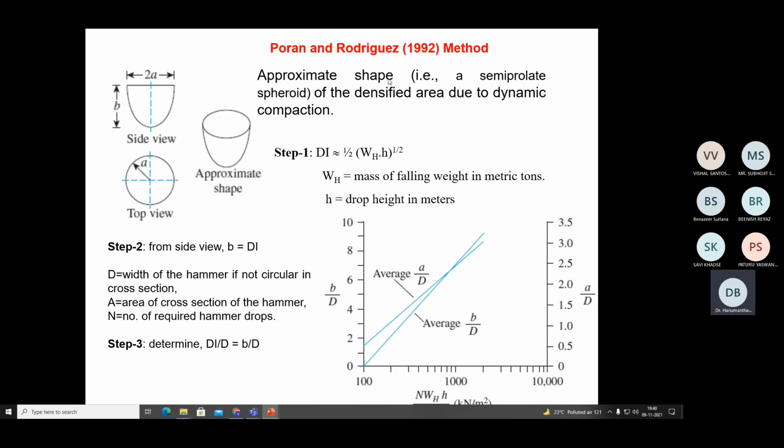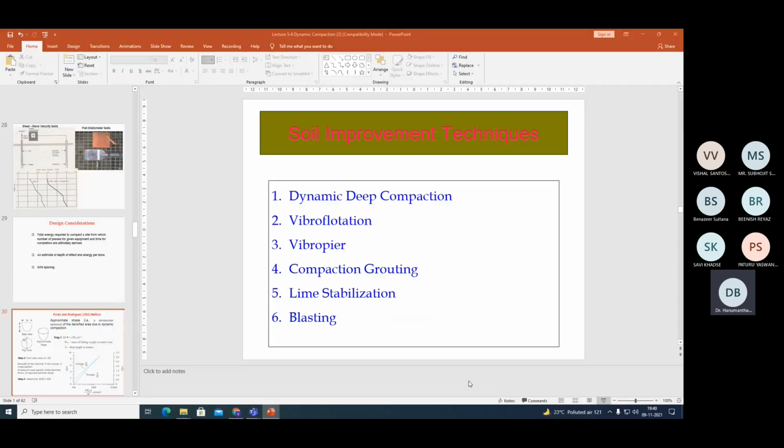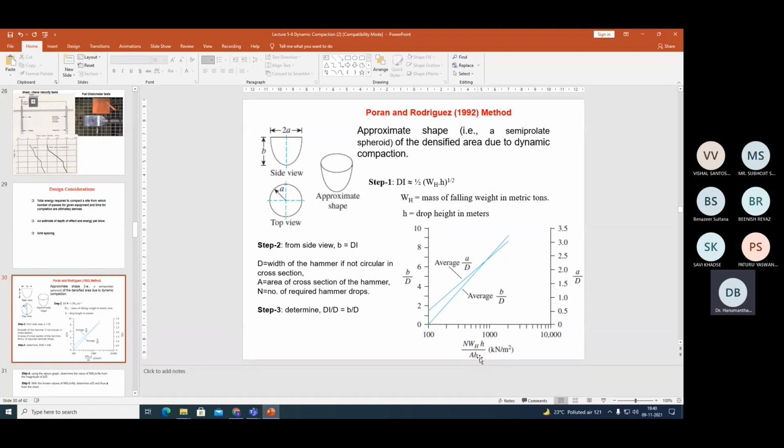Based on the huge data that they collected, they developed this kind of graph. In fact, this graph will be provided in the exam also. If you look at this graph, on the ordinate on the left side it is a function of B by D, and on the right side it is A by D. And the x-axis is NWH by AB. So all parameters are defined.